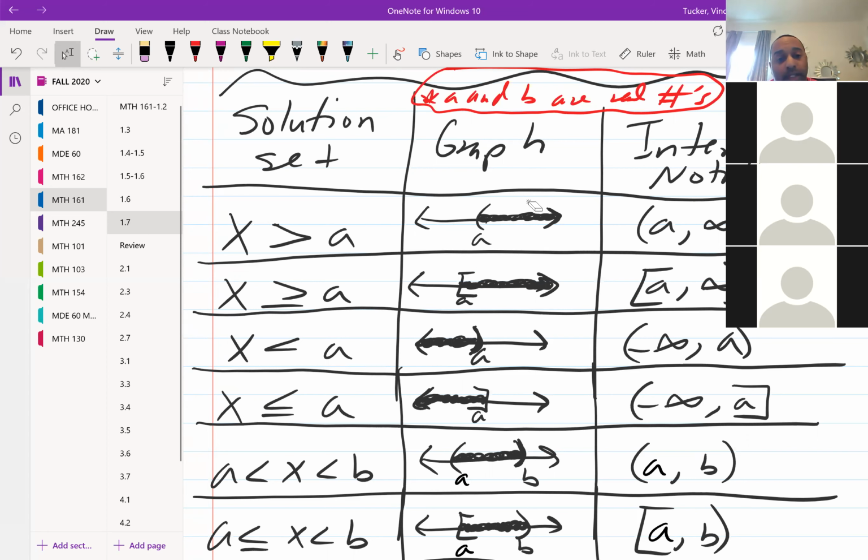Third row, X is less than A. So this time we use the parentheses over A and shading to the left. And be careful here. Notice the negative infinity is first because we read this from left to right. So we come from negative infinity up to A. So that's why it should be negative infinity, comma, A. Parentheses on both. Then the same relationship for that fourth row, using less than or equal to, shading to the left, but we're using a bracket over the A. So I'll let you copy those first four before we look at the next four.